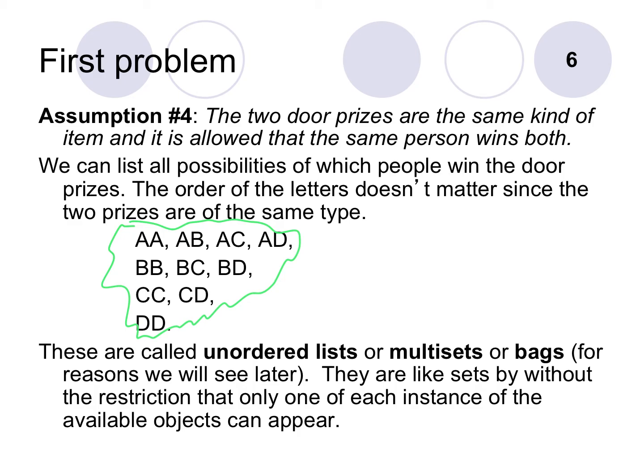But in the case where the prizes are the same, so again, like 2 envelopes with $5 bills in them, but it's okay for the same person to win both, then I would just tell you 2 names without caring about the order, and that'll be who won the prizes. And so this would be the list. Either A wins both, or A wins 1 and B wins 1, or A wins 1 and C wins 1, and so on. So it's kind of a mashup of the sets that we had, and then the possibility that people win both. So it's hard to decide exactly how to represent that at this point.